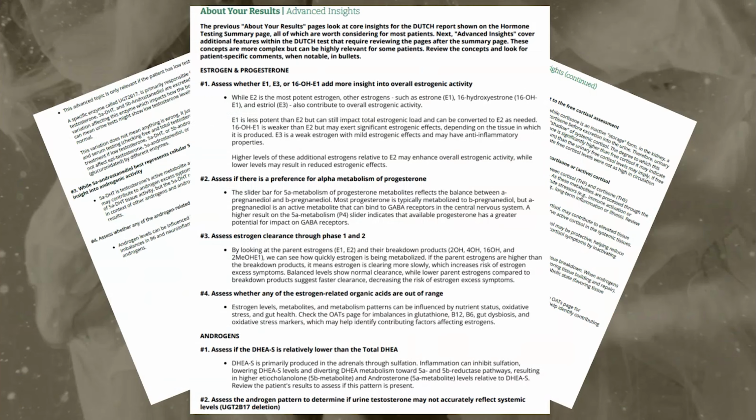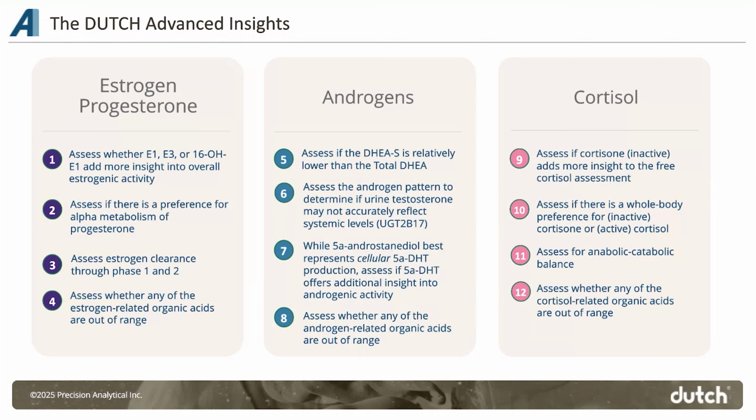Of course, you can still dig in a little bit deeper with the advanced insights section that follows the Dutch dozen, and it is full of comments that help you go deeper to identify more advanced patterns if they exist. Those deeper level concepts that may not be pertinent in every single case, but those you should consider for some, like the 5-alpha metabolism of progesterone and cortisol, for instance, or abnormal organic acids relationships to androgens and estrogen imbalances, and cortisol-cortisone balance. They're all covered in this section. And similar to the Dutch dozen, they're also grouped by the hormone story to which they belong: estrogens, androgens, and cortisol.